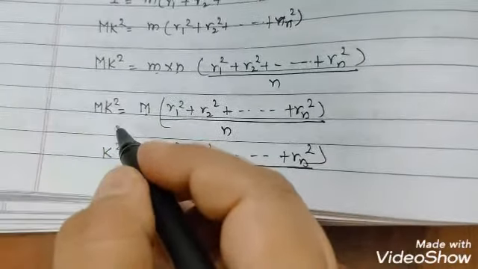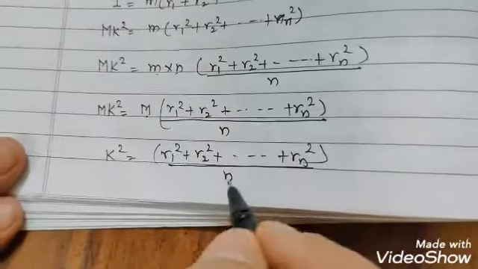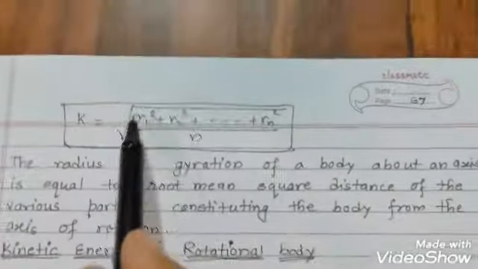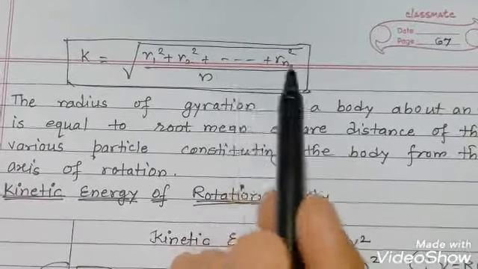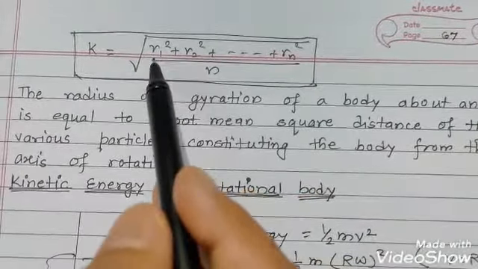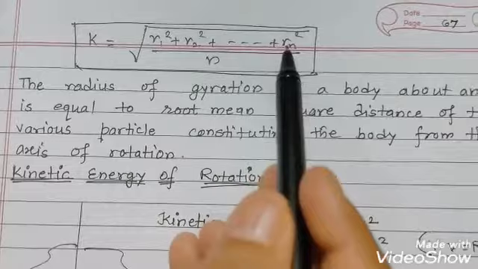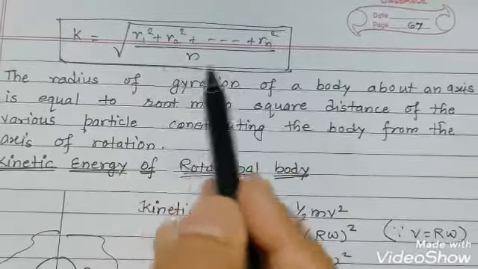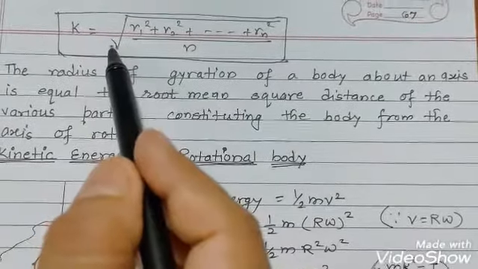Now k square is equal to r1 square plus r2 square till rn square upon n. If we take the square root on both sides, left hand side and right hand side, we get the formula k is equal to root of r1 square plus r2 square plus dash dash dash plus rn square upon n. So this quantity is the sum of the squares of the distances, divided by the number of particles. So this is the mean, and because the square root is there, we can call this the square root mean.